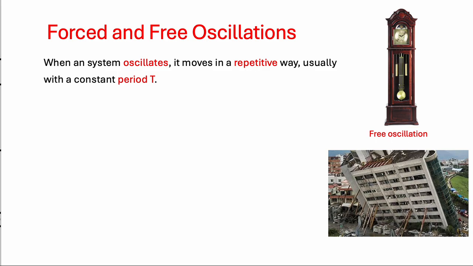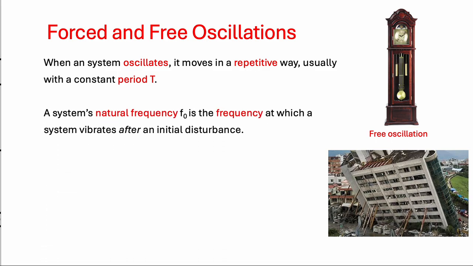We give it an initial disturbance. However, after that, it is free to keep going. And this could also be applied to, for example, our mass on a spring, more of which later. Now, the key thing about free oscillations is that they will oscillate at something called the natural frequency. And that's just the frequency at which the system will vibrate or oscillate after it's been initially disturbed. So if we take our grandfather clock and we disturb it, there's nothing else to change its frequency, and its frequency will be independent of that initial disturbance.